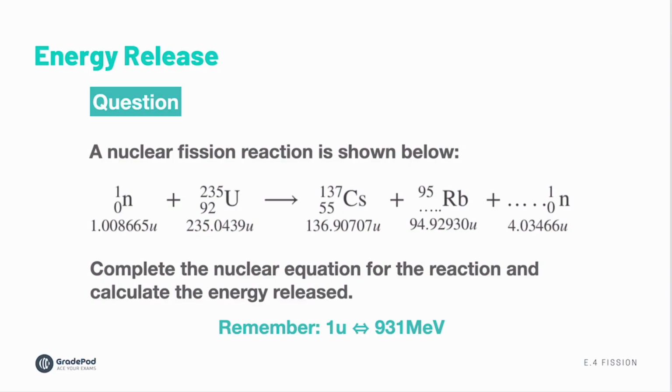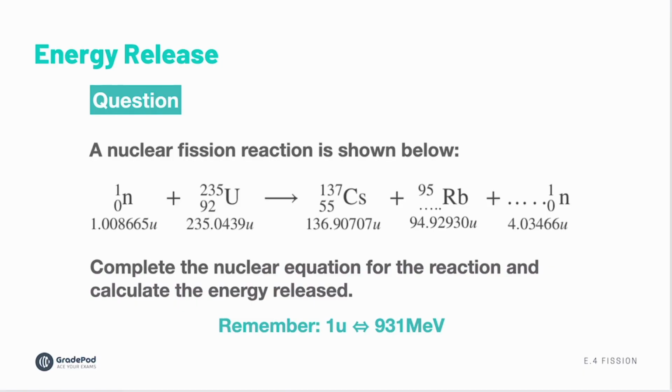Great, this is going to allow us to test out our balanced equation, and it's also going to allow us to calculate the energy released. Let's start with the number of nucleons. On this side, we've got 236. And on this side, we've got 137 plus 95, which gives us 232. And that means we need 4 neutrons to make that work.